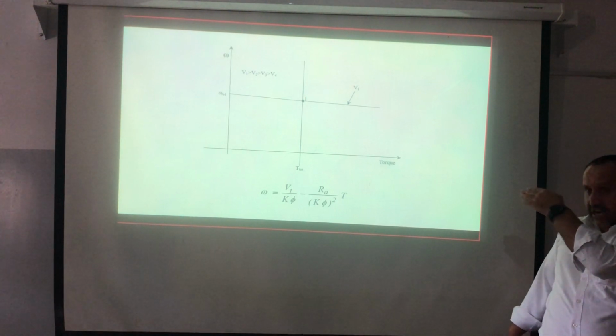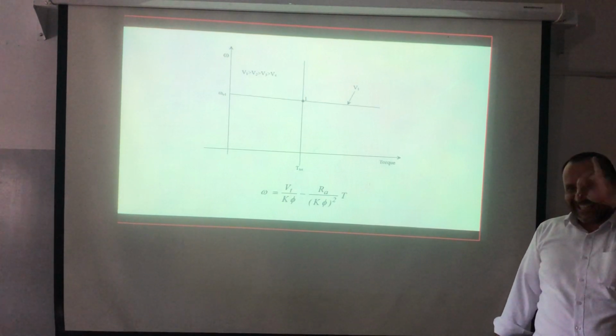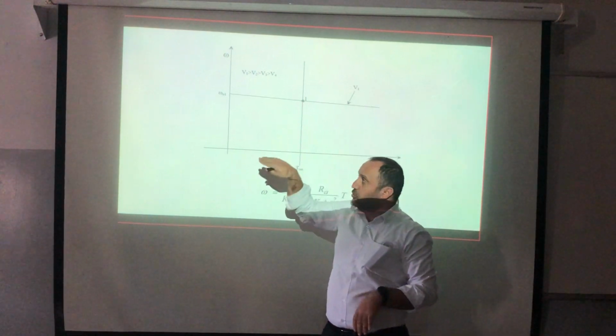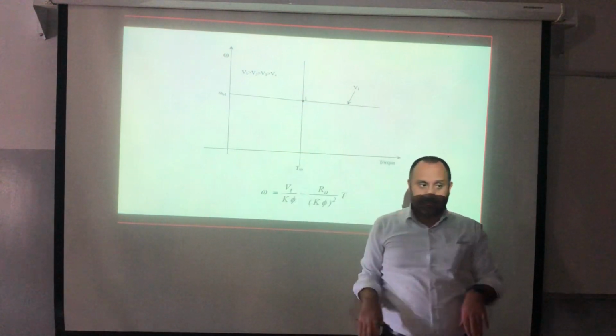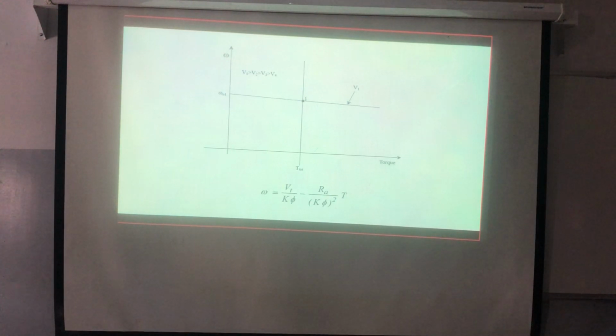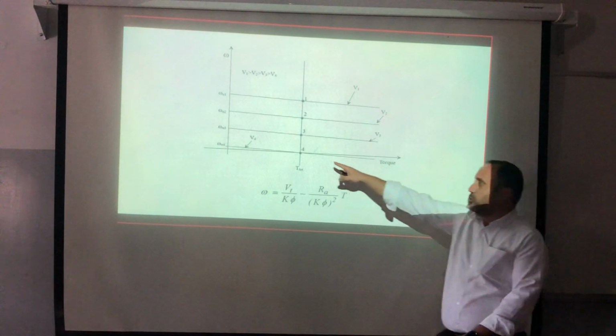In this scenario, V1 is greater than V2, is greater than V3, is greater than V4. So this one is V1. V2 will be above or down? Down, under it, the same slope. V3 is under V2, the same slope. V4 is under that. Here, let's assume that this one will put the system at hold position.